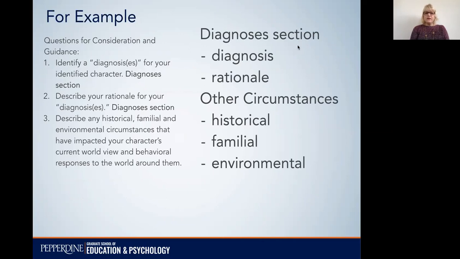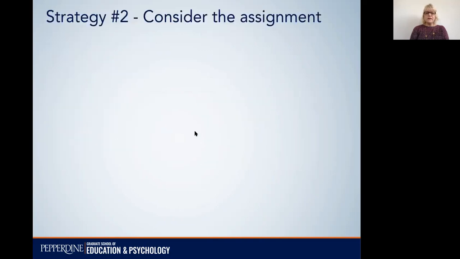And you might have your diagnosis section, maybe a short paragraph for the actual diagnosis, a couple of paragraphs for the rationale as needed. Then you have the next major section, which is other circumstances. Maybe a paragraph or 2 for historical, 1 for familial, 1 for environmental, etc. So this would be a great start to your paper, and you could watch the movie, take some notes, and then start putting it together.